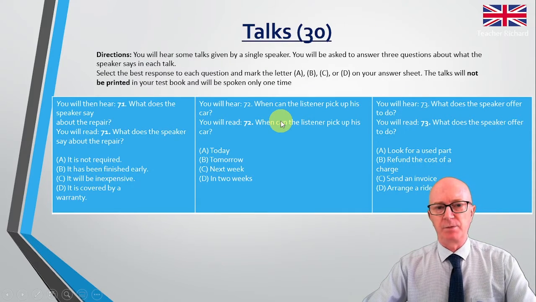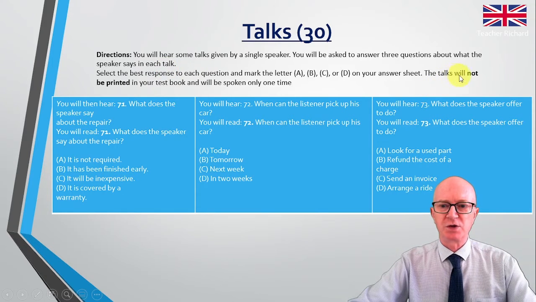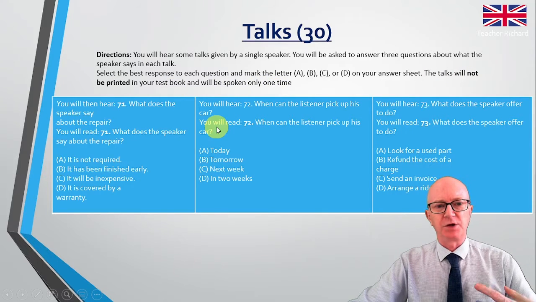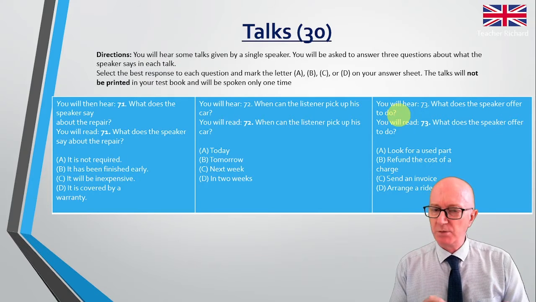The next part, talks. There are 30 questions on talks. We're still in the listening section. You will hear some talks given by a single speaker. You will be asked to answer 3 questions about what the speaker says in each talk. So similar to the previous one, but there's only 1 single speaker. The talks will not be printed in your test book and will be spoken only one time. You'll hear the talk given by a single speaker followed by 3 questions. In this case, the questions are: what does the speaker say about the repair? When can the listener pick up his car? What does the speaker offer to do? You've got to listen, maybe take notes.